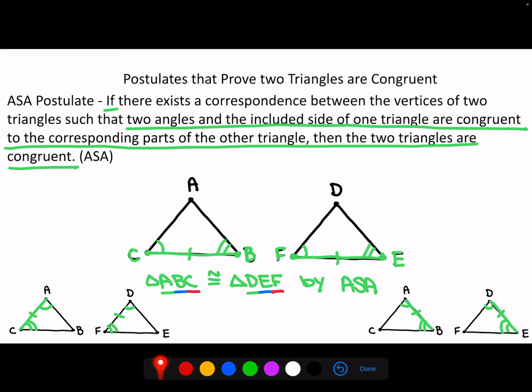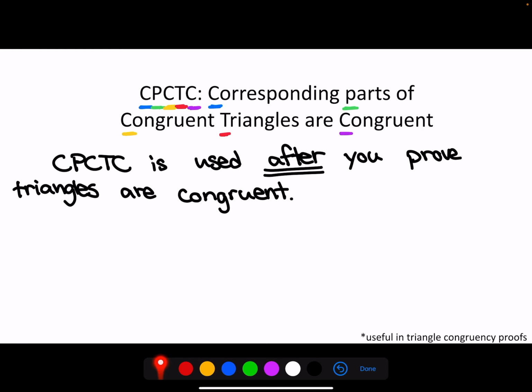All right, so those are our three that we need to memorize. Very important that you guys know side, side, side; side, angle, side; and angle, side, angle. I used to come up with different abbreviations for them, but all of them are kind of out of date by now. So the last thing that we want to cover is CPCTC.